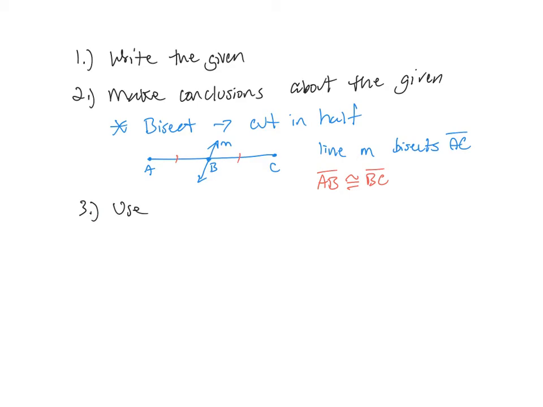So then you're going to use properties, postulates, definitions. You're going to have to look at the picture and say, well, I can use this property, I can use this. So all the properties and the postulates and the definitions that we've talked about so far are all fair game. Okay? So you may have to use more than one.